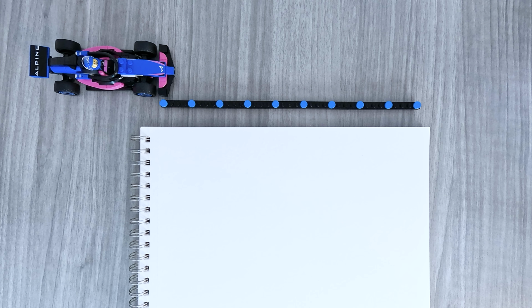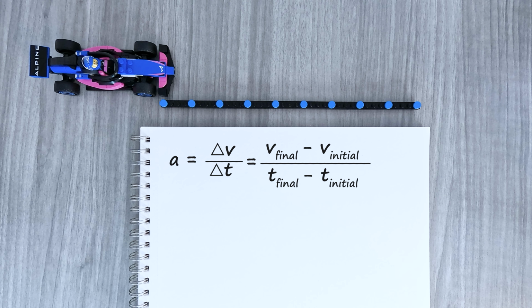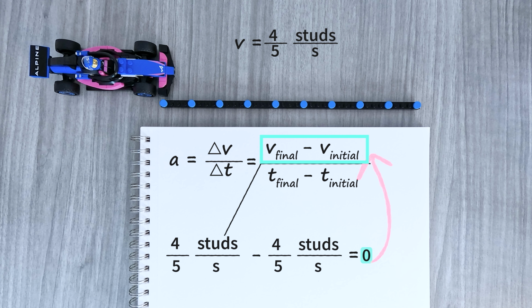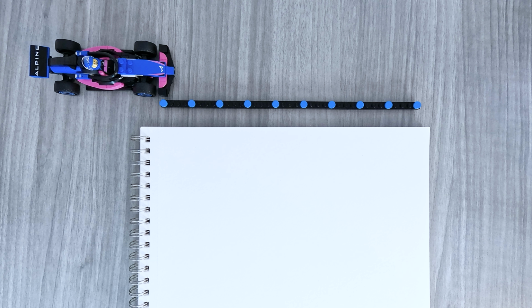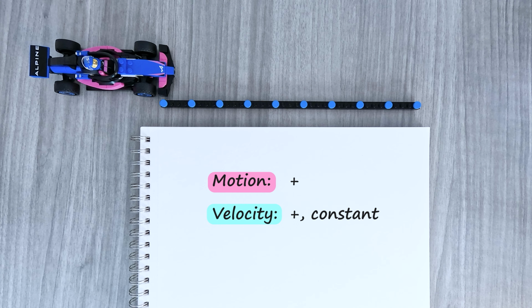Speaking of acceleration, let's go ahead and determine what the acceleration is in the diagram we have here. Since acceleration is a change in velocity over time, and our velocity is staying constant, it's not changing, that means that the acceleration is 0. All right, just to sum things up, the car is moving in the positive direction, its velocity is constant and positive, and its acceleration is 0.